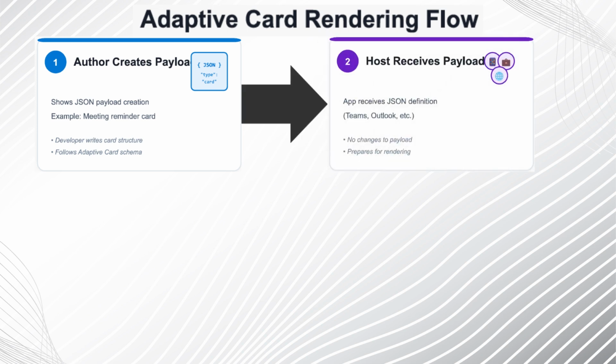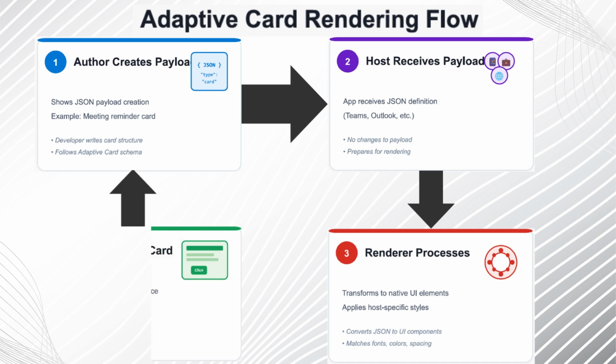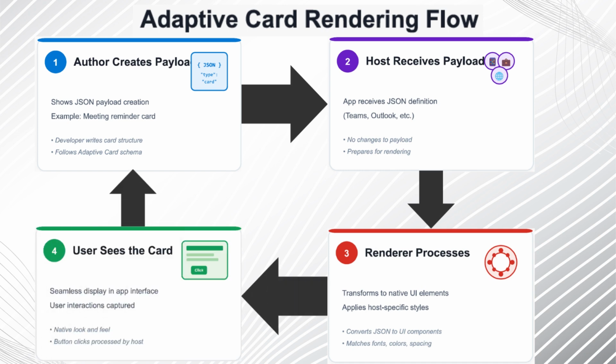Step 2. Host receives the payload. The host app, like Teams or Outlook, receives the JSON. It doesn't change anything, just prepares it for rendering. Step 3. Renderer processes. The card renderer converts the JSON into native UI elements and applies the host's specific styles: fonts, colors, spacing. Step 4. User sees the card. The card appears seamlessly in the app. When users click buttons or interact, the host captures and processes those actions.